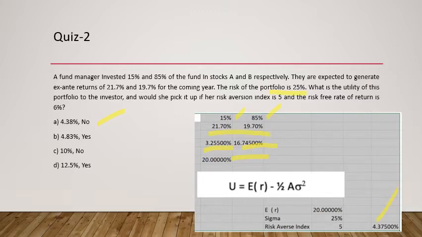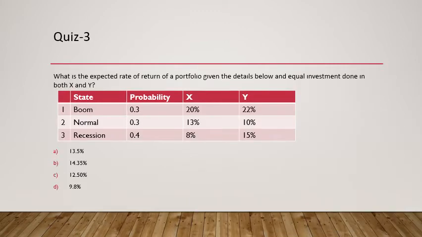With this, let us move to the third question. The third question is, what is the expected return of the portfolio given the details below and equal investment done in both X and Y? So it's very clear that we are making equal investments in X and Y, which will become 50% and 50%. Equal is 1 by 2 basically in both of them. So what is the next step? Next step is that you multiply 0.3 with 20, 0.3 with 13, 0.4 with 8. You do it for Y also, and then whatever you get, you add both of them.